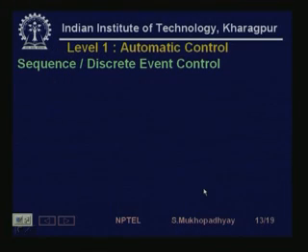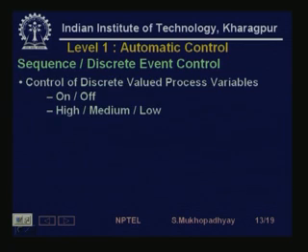So, this is what you find in continuous variable automatic control. Similarly, you have sequence or discrete event control. Now, in discrete event control, what you have is control of discrete valued process variables, that is variables which cannot take continuous values, but either they take discrete values like on and off or low, medium, high.